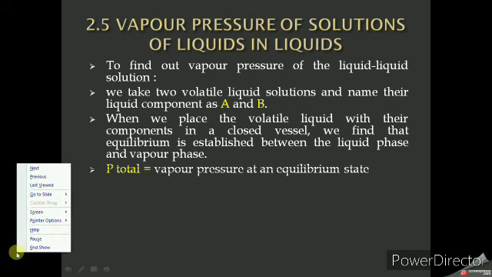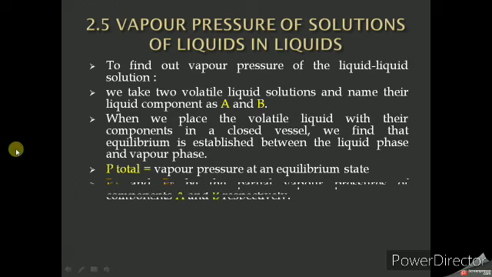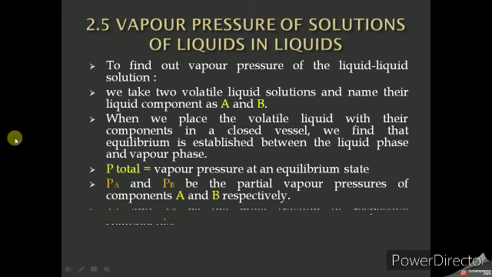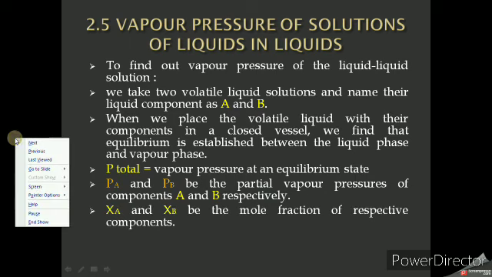Then how do you write the total pressure? It is represented by P total, and it is nothing but the vapor pressure at an equilibrium state. Then we mention the partial vapor pressure of component A as PA and that of B as PB respectively, while the mole fraction of component A is XA and that of B is XB.